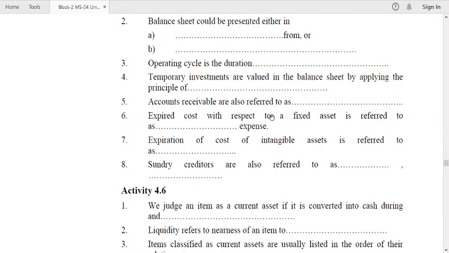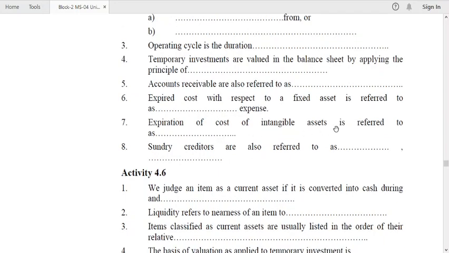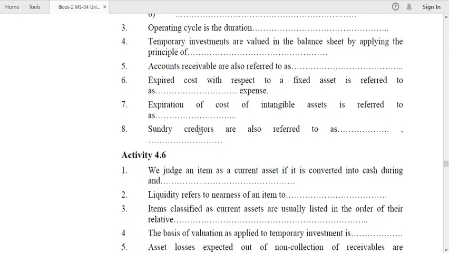Accounts receivable are also referred to as trade receivables, sundry debtors. Those who have to pay to the company are called sundry debtors. Expired cost with respect to a fixed asset is referred to as depreciation expense. Expiration of cost of intangible assets is called amortization. Sundry creditors are those to whom the company has to pay. The company has to pay to creditors. They are also referred to as what?